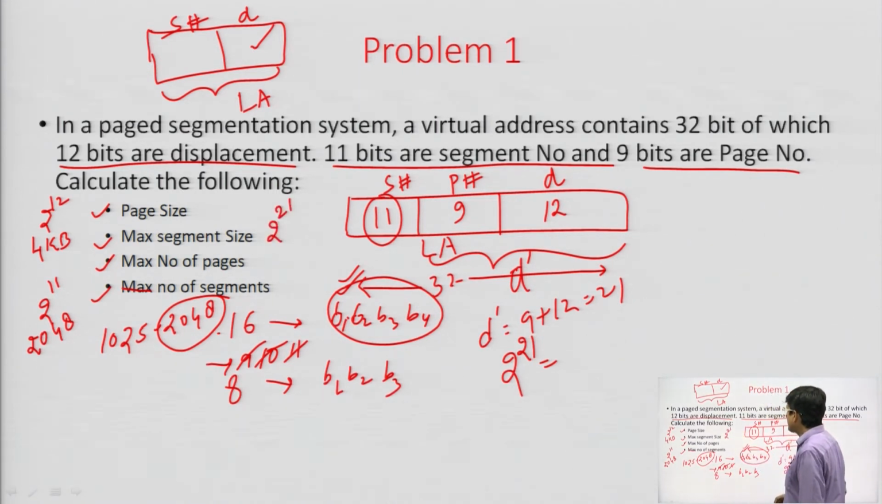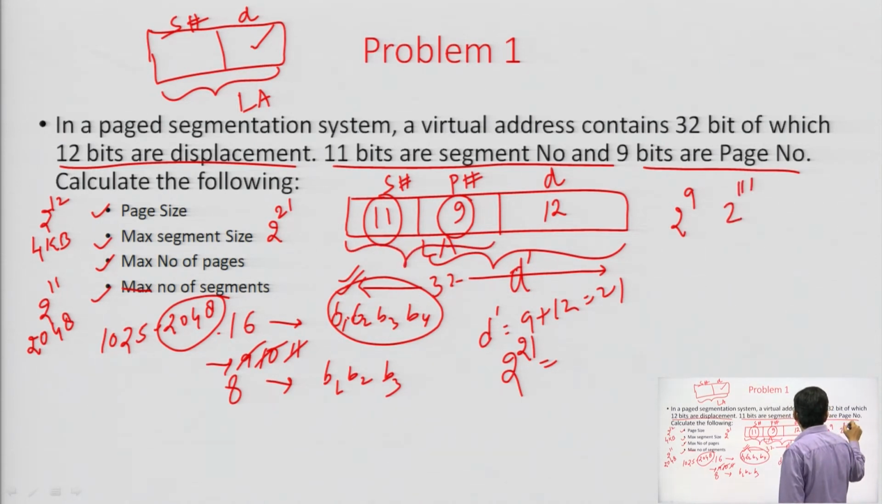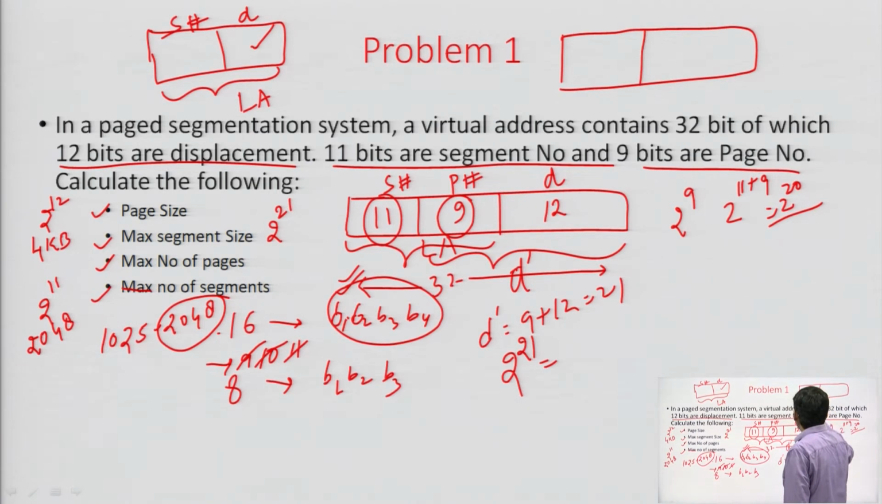Now what will be the maximum number of pages? We are actually dividing each of the segments into pages. So segment by segment there are 2 raised to the power 9 pages, but if you want to say how many pages are there in the total process, then it will be 2 raised to the power 11 plus 9, which means 2 raised to the power 20 pages.